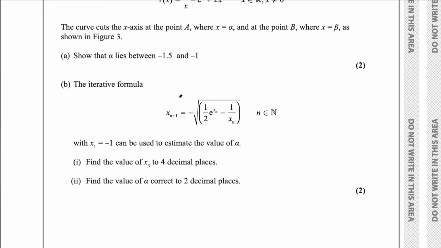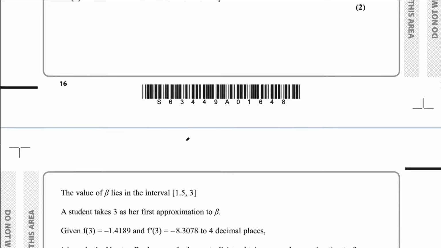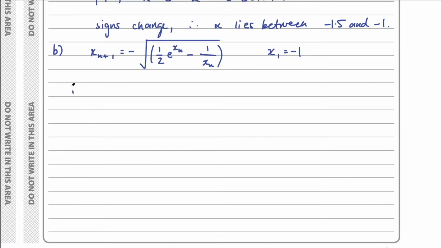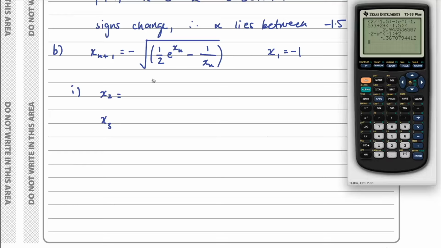Okay, so we're going to have to use this iterative formula to find x sub 3. Let's go ahead and firstly write this down below, and x sub 1 is negative 1. So for part I, first we have to find x sub 2 and then x sub 3. When you're doing these types of iteration questions, you want to aim to just put the formula in once and then use the entry key to make it a bit quicker.